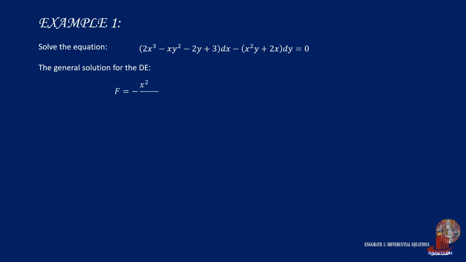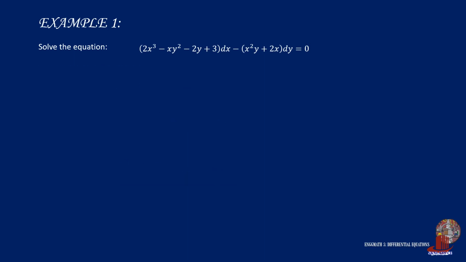So going back to the general solution using n, plug in the function for the constant. And we can get the general solution for the DE as x to the fourth power all over 2 less x squared y squared all over 2 minus 2xy plus 3x is equal to c.